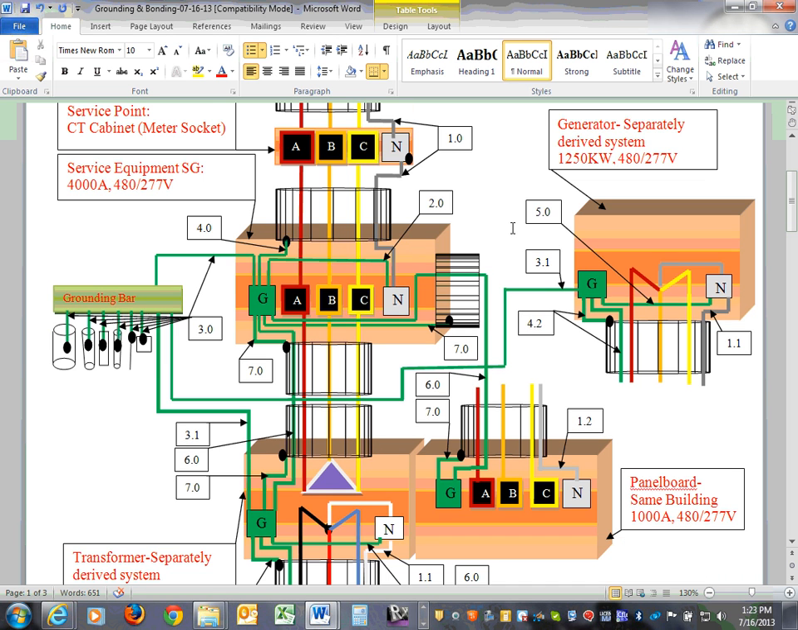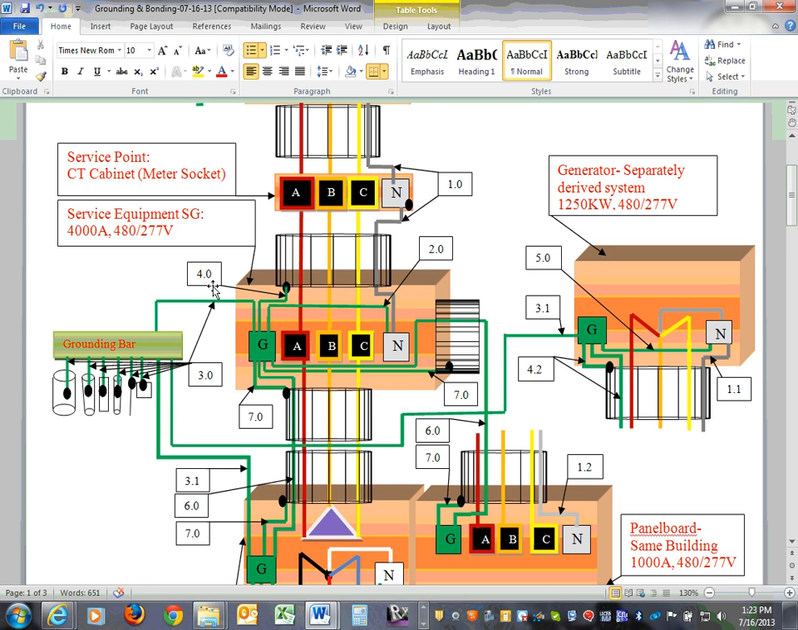Any comments, guys, about the 3.0, the grounding electrode conductors? A lot of you are familiar with these because engineers do them all the time. Main bonding jumper, they're called main bonding jumper. Why main? Because it's right at the main. Then there's one little number 4.0.